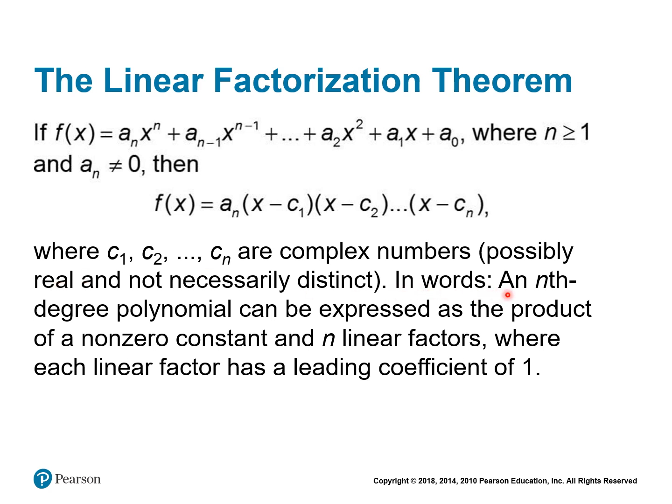So in simple terms, what it says is an nth degree polynomial can be expressed as the product of a non-zero constant, which is going to be a sub n, and n linear factors, where each linear factor has a leading coefficient of 1. Linear factor means each factor has to be x minus something. It cannot be x squared or x cubed, all right? It has to be represented as a linear expression, x minus c. Otherwise, it's not fully factored.